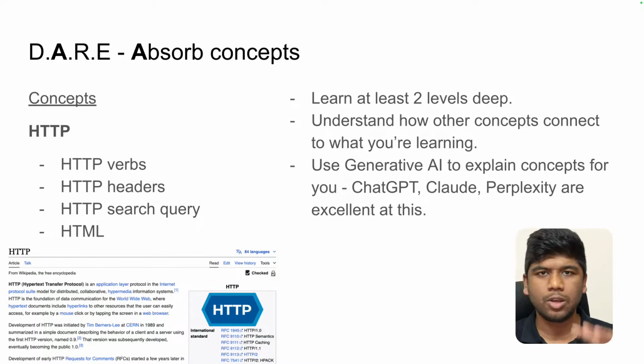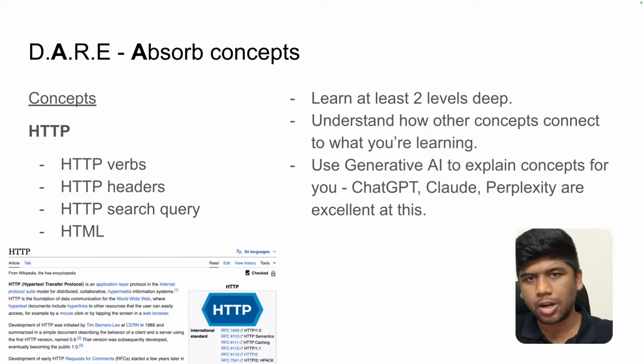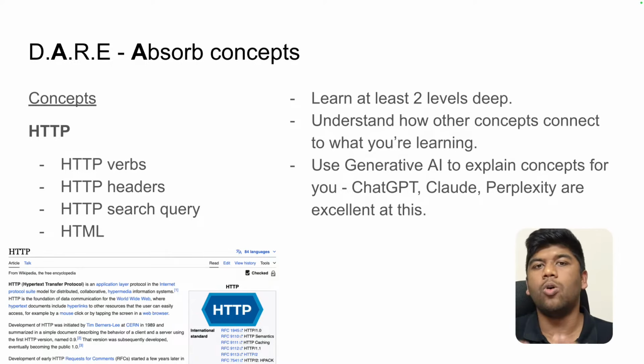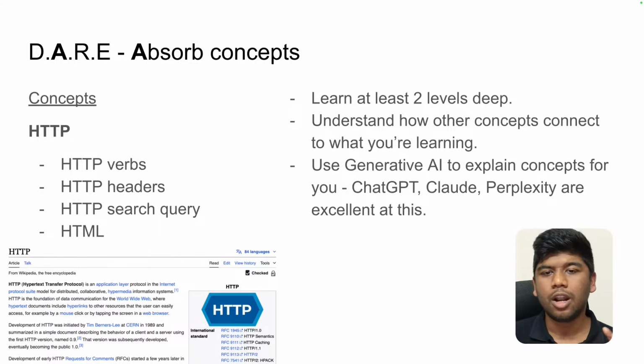Like if you go to Wikipedia, you'll see, okay, what is this all about? And then go inside those concepts and try to understand what they are all about. So go two levels deep at least. Now, understand how these connect to each other. And again, AI is super, super helpful here.